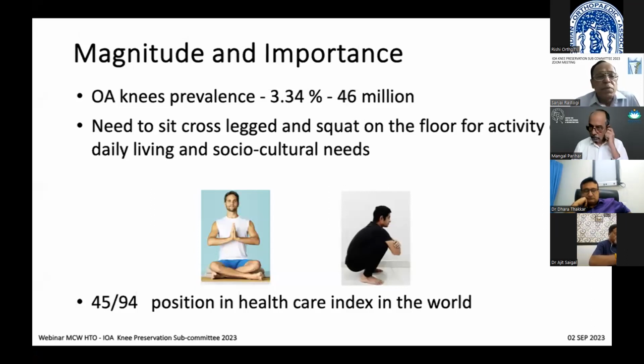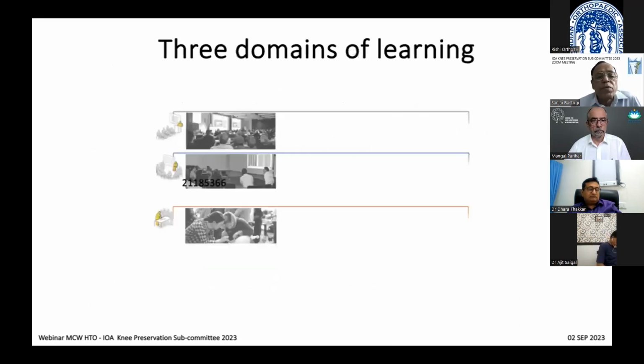As we are aware, the magnitude of the problem of osteoarthritis is quite high. We have around 46 million patients, and we have the need to sit cross-legged and squat on the floor for activity of daily living and for social culture reasons. And we must remember that we have a health budget which places only on the 45th out of 94, which was reviewed by this group.